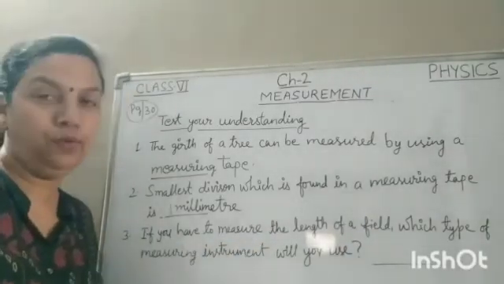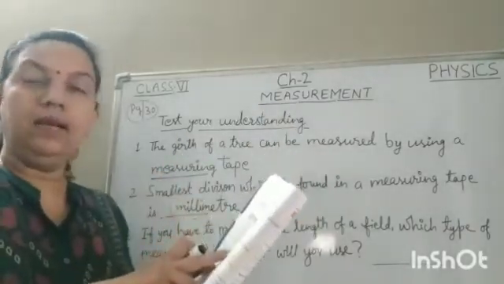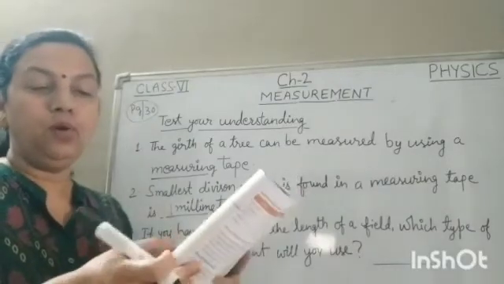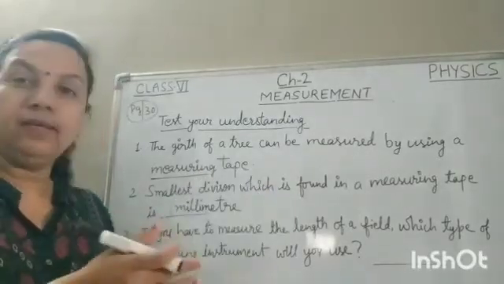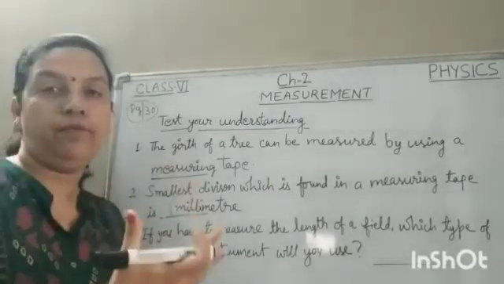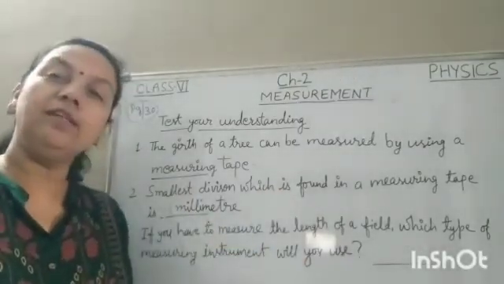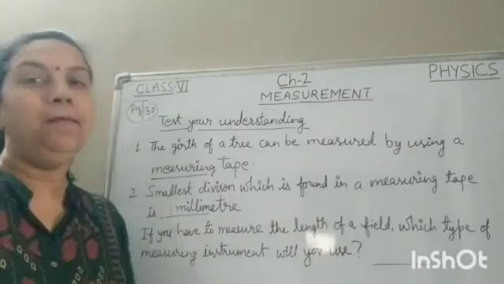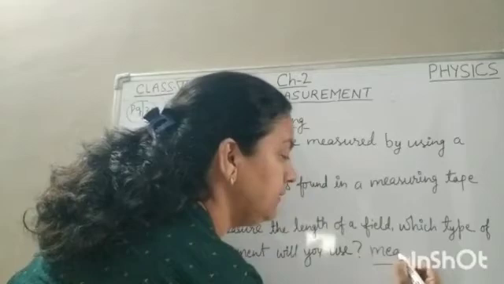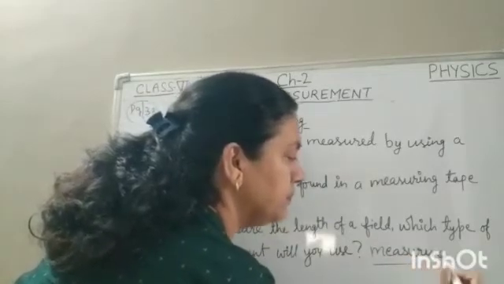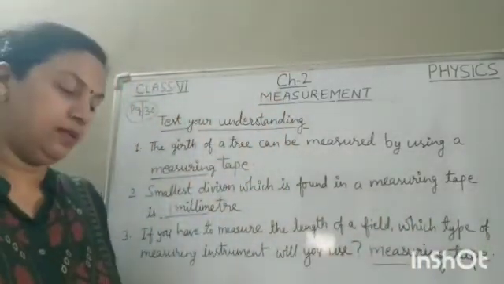Now our third question is: if you have to measure the length of a field, which type of measuring instrument will you use? And here 4 options are given: meter scale, measuring tape, ruler, or none of these. So we can't measure the length of a field by a meter scale or ruler. So the most convenient device will be measuring tape. So here we will write measuring tape. This will be the answer.